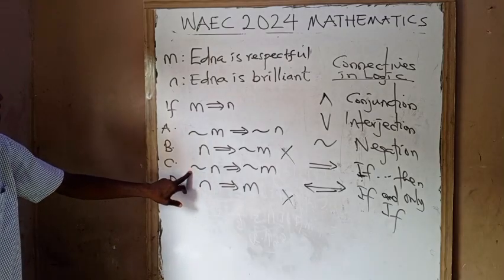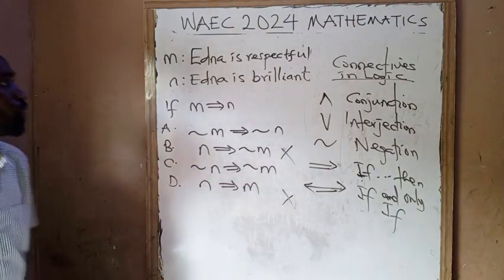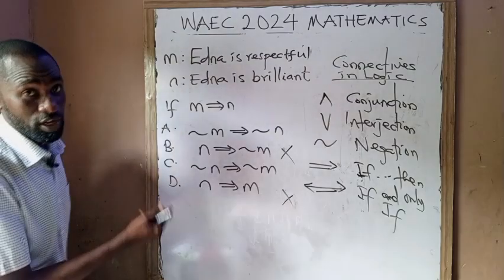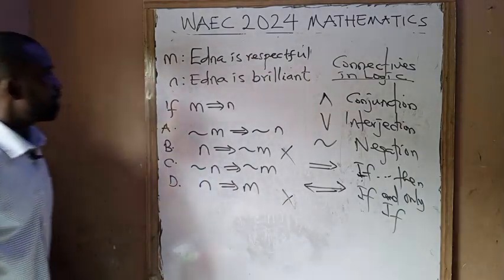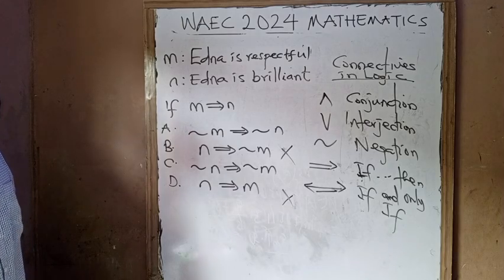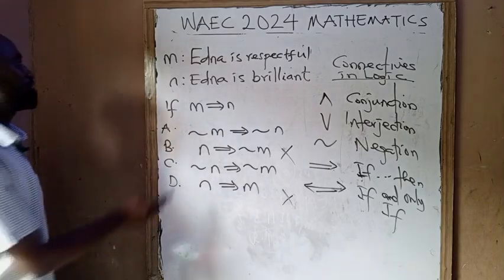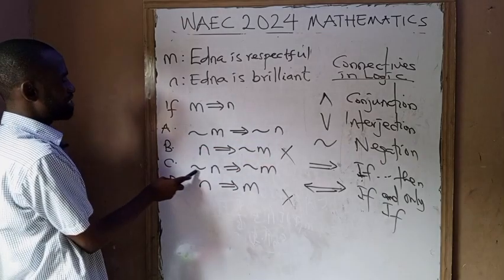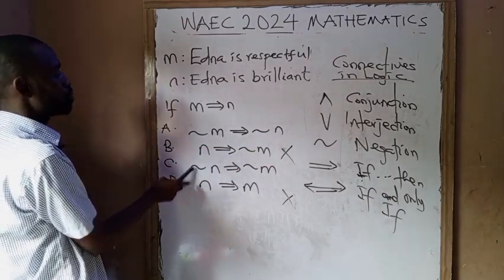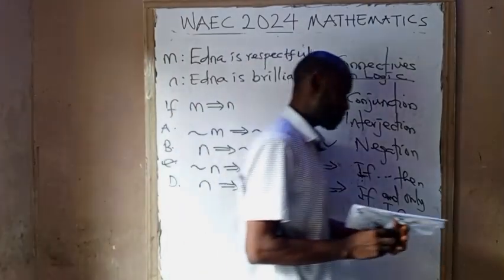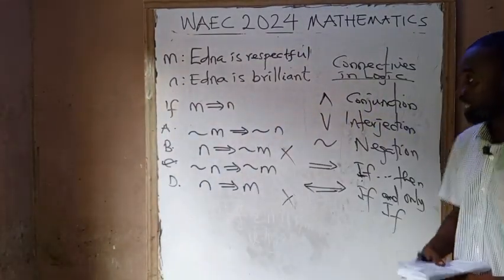If Edna is not brilliant, it means she's not what now? Respectful. So I'll go with option what? Edna is respectful. If Edna is not respectful, then she's not brilliant. If she's not brilliant, then she's not respectful. I'll go with option what now and see. If Edna is not respectful, then she's not brilliant.